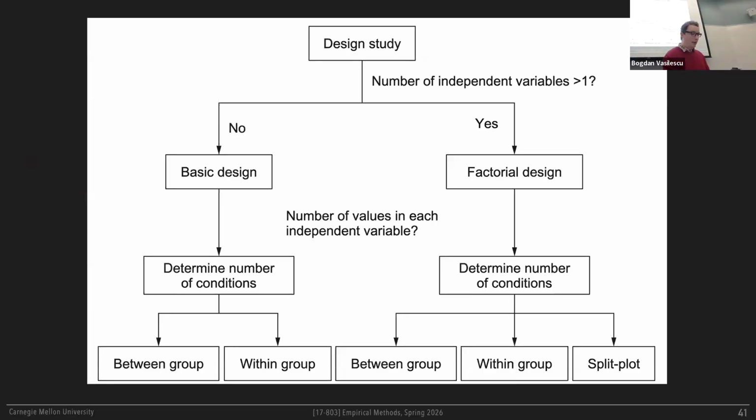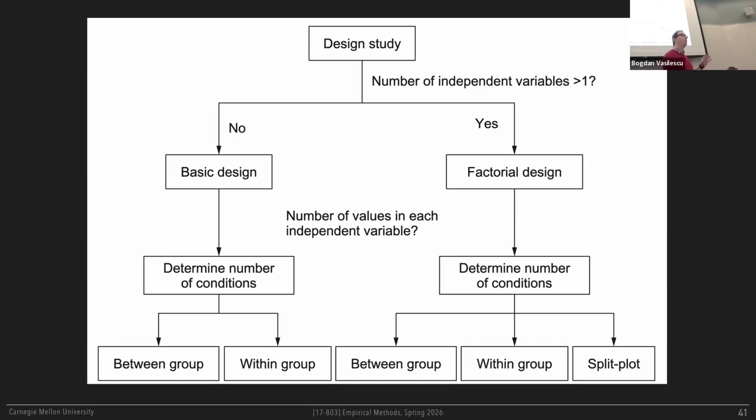Okay, so now let's see. Another way to think about this, maybe you've heard these terms, within subjects versus between subjects. Yes, no? Some know, mostly know. Okay, so let's talk about it. Or yeah, within group or between group.